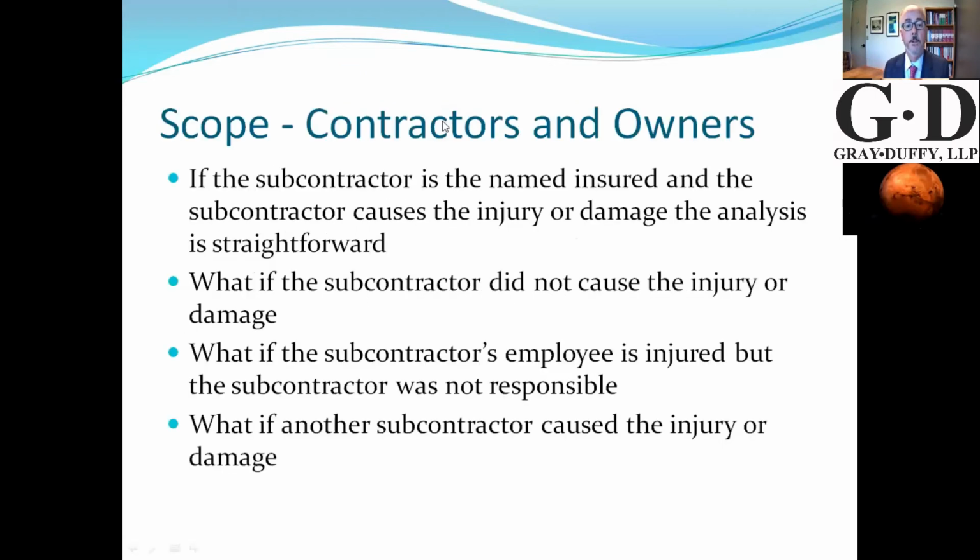So we consider scope in the contractors and owners type of endorsements. If the subcontractor is the named insured and the subcontractor causes the injury or damage, it's pretty straightforward, as we talked about. If they did not cause the injury or damage, what happens? Under the "arising out of" language, that doesn't very much matter. Under the "caused in whole or in part by," it does matter.